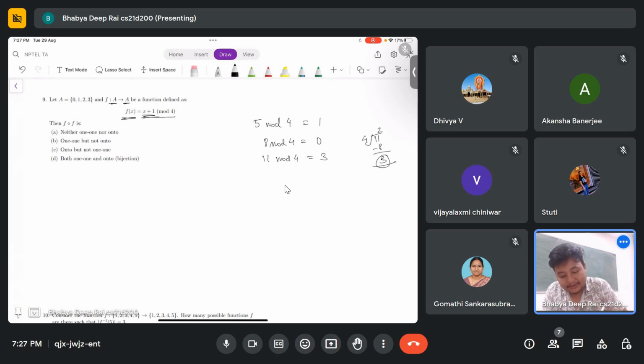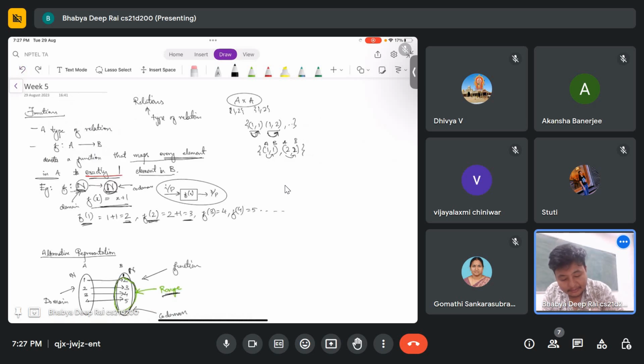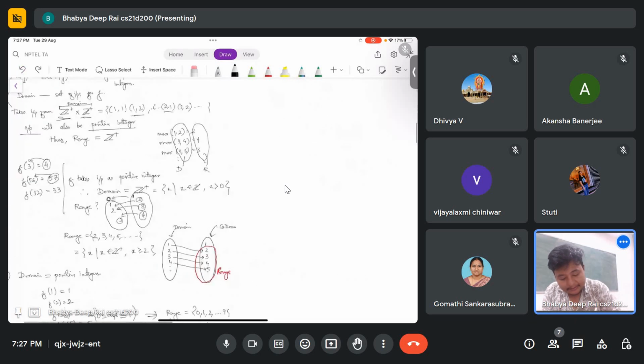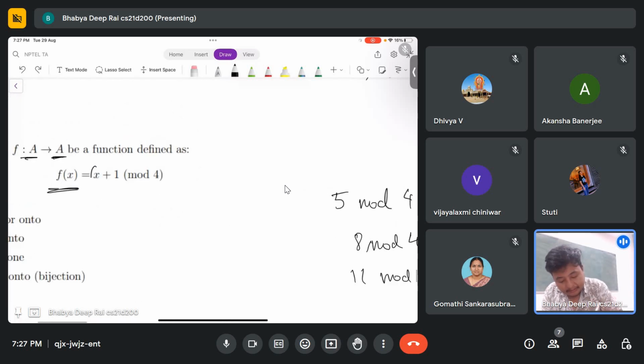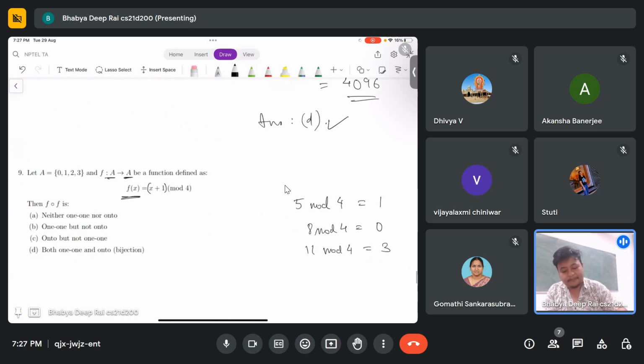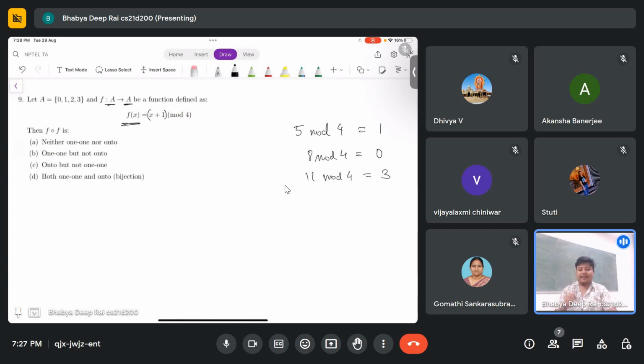Okay, so x plus 1 mod 4. See, this does not mean that the mod is on 1. The mod is on x plus 1 as a whole. So to remove the confusion, I'll put a bracket here. Okay, so f of x equals (x plus 1) mod 4.